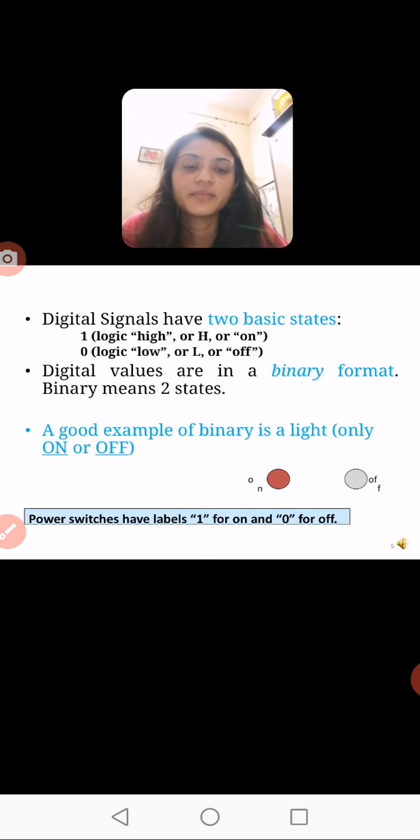If we take one practical example, that is an electric switch. In your house, if you see your switchboard, it has only two states, either on or off. So on means logic 1, and off means logic 0. That is also an example of binary numbers.